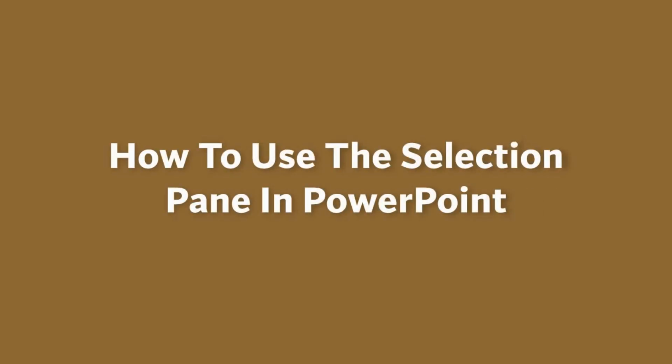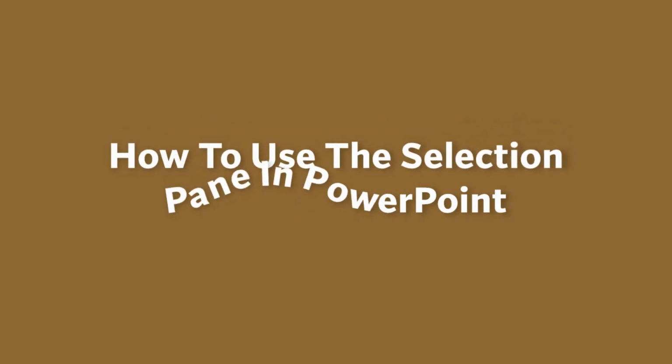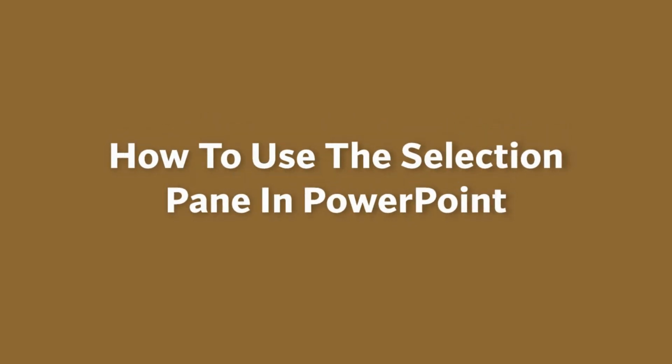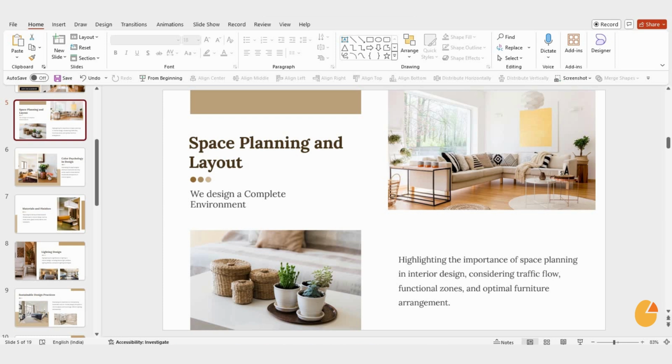Welcome to Slide Egg. Let's talk about how to use the selection pane in PowerPoint. To get started, open your PowerPoint presentation and select the slide you want to work on. Now, selecting specific elements like images, text, or shapes can sometimes be tricky. That's where the selection pane comes in.